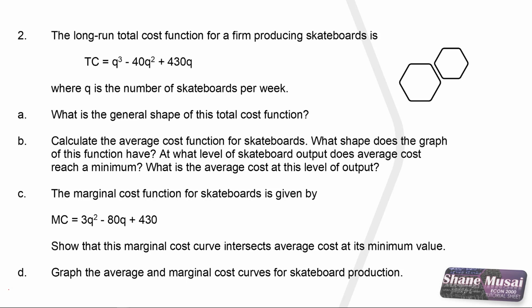So part B says, calculate the average cost function for skateboards. What shape does the graph of this function have? At what level of skateboard output does average cost reach a minimum? And what is the average cost at this level of output? So there's a lot of things in part B alone. So let's start with the first part. Calculate the average cost function for skateboards.